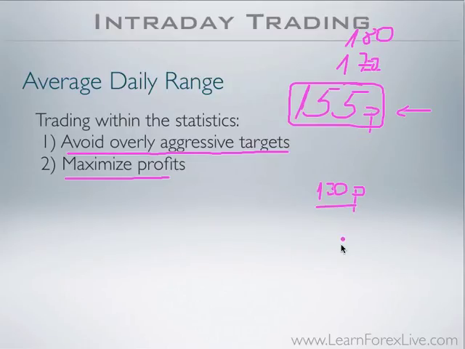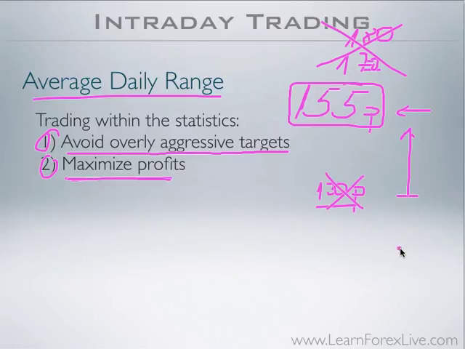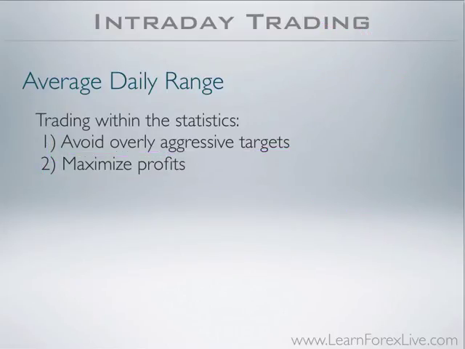If you only go for 130 pips, then you will be effectively leaving, well, these many pips on the table, right? You don't want to do that. You want to maximize your profits whenever you find an actual profitable trading opportunity. Doesn't that make sense? So the average daily range again is going to help us in both regards, avoiding locating our targets at overly aggressive levels, but at the same time helping us maximize our profits. All right, here's how you would go about that.